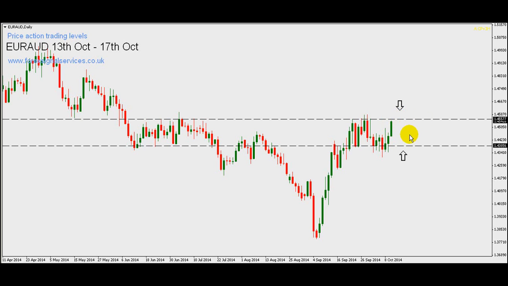So EURAUD 145.577, either short or long depending upon the price action, or 143.85, best to go long there, going with this original trend here, using a bullish candlestick out of here.